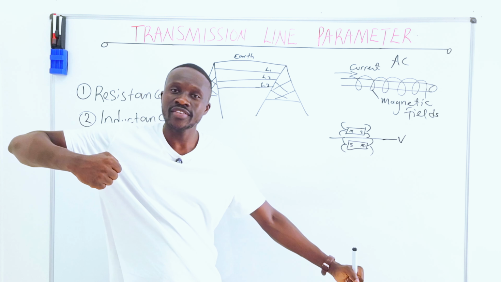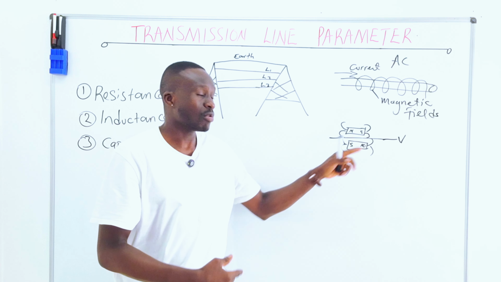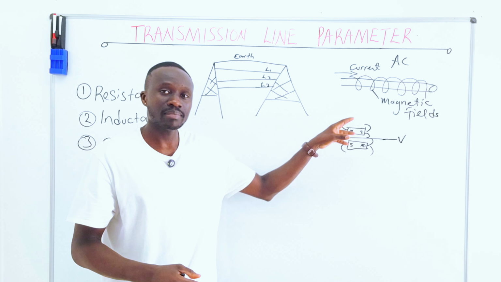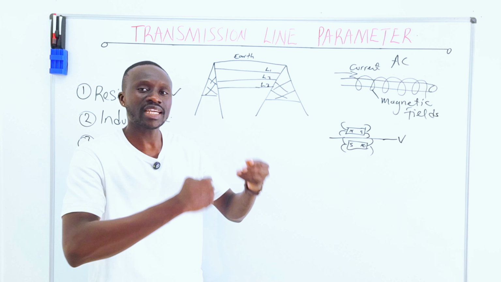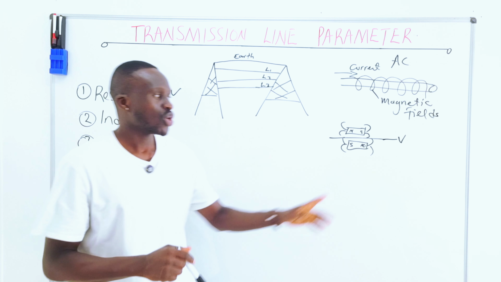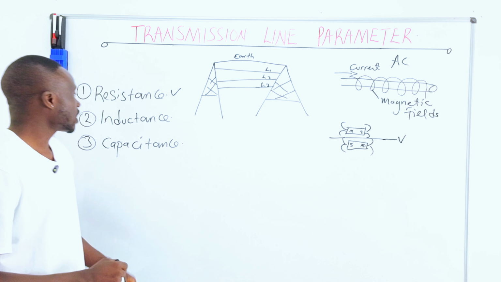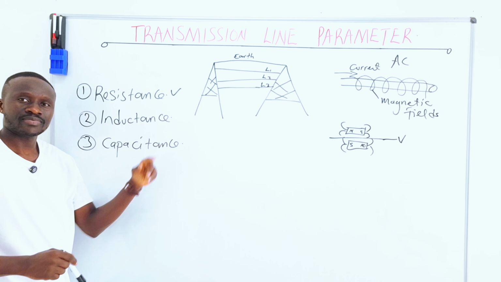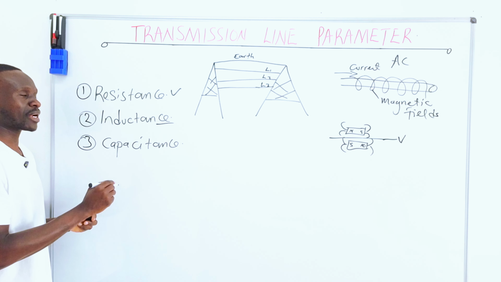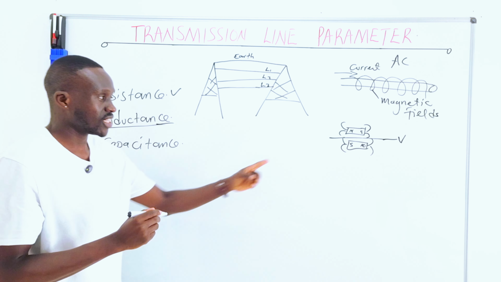You know why you pull a generator like this? Just to turn these magnets. The moment they are turning, they send their magnetic fields, and a changing magnetic field creates an induction, and this induction creates a voltage. This process is called inductance, which we are studying today, one of the parameters in transmission lines. That is the process of inductance.